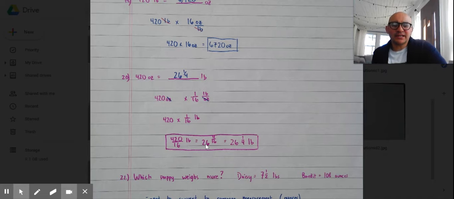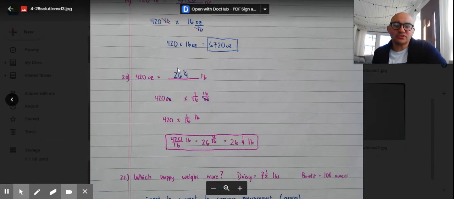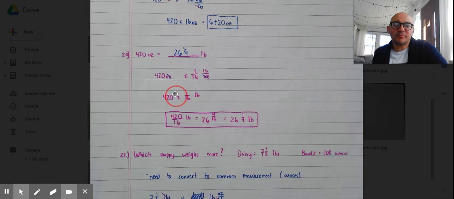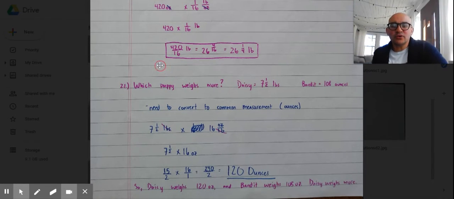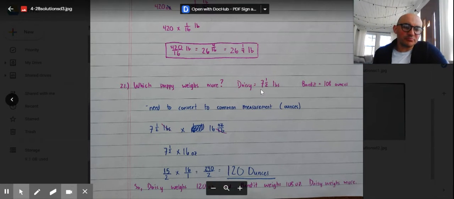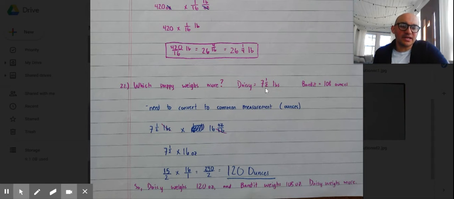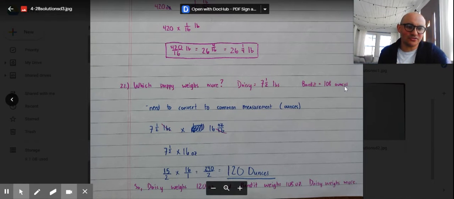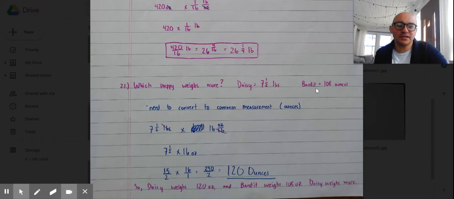And now we multiply 420 times 1/16, and we get 420 over 16, and let's simplify that to 26 and 4/16. Let's simplify it one more time to 26 and 1/4. 4/16 is the same thing as 1/4. Final answer, 420 ounces equals 26 and 1/4 pounds. Number 21, we were given measurements of puppies' weights, and we were asked to compare them.